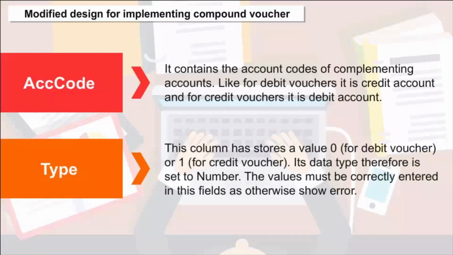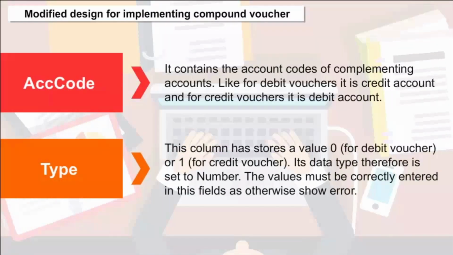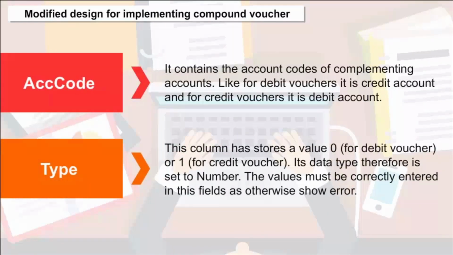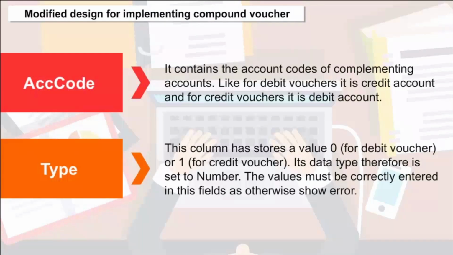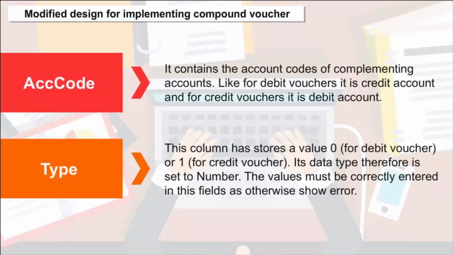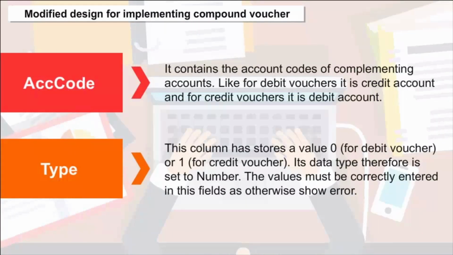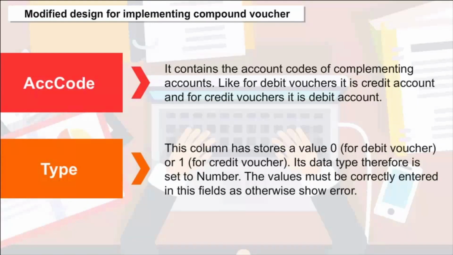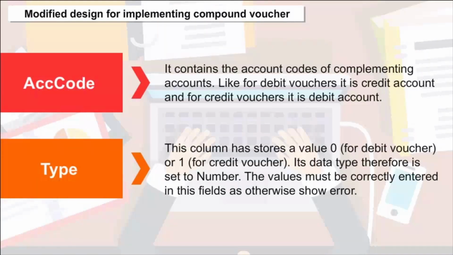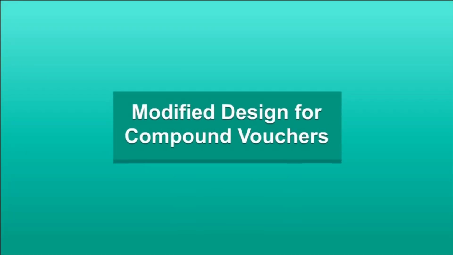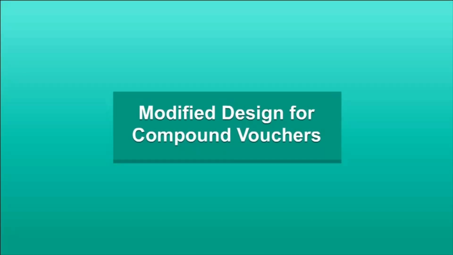Type. This column stores a value of 0 for debit vouchers or 1 for credit vouchers. Its data type therefore is set to number. The values must be correctly entered in this field, as otherwise it will show an error. Modified design for compound vouchers.